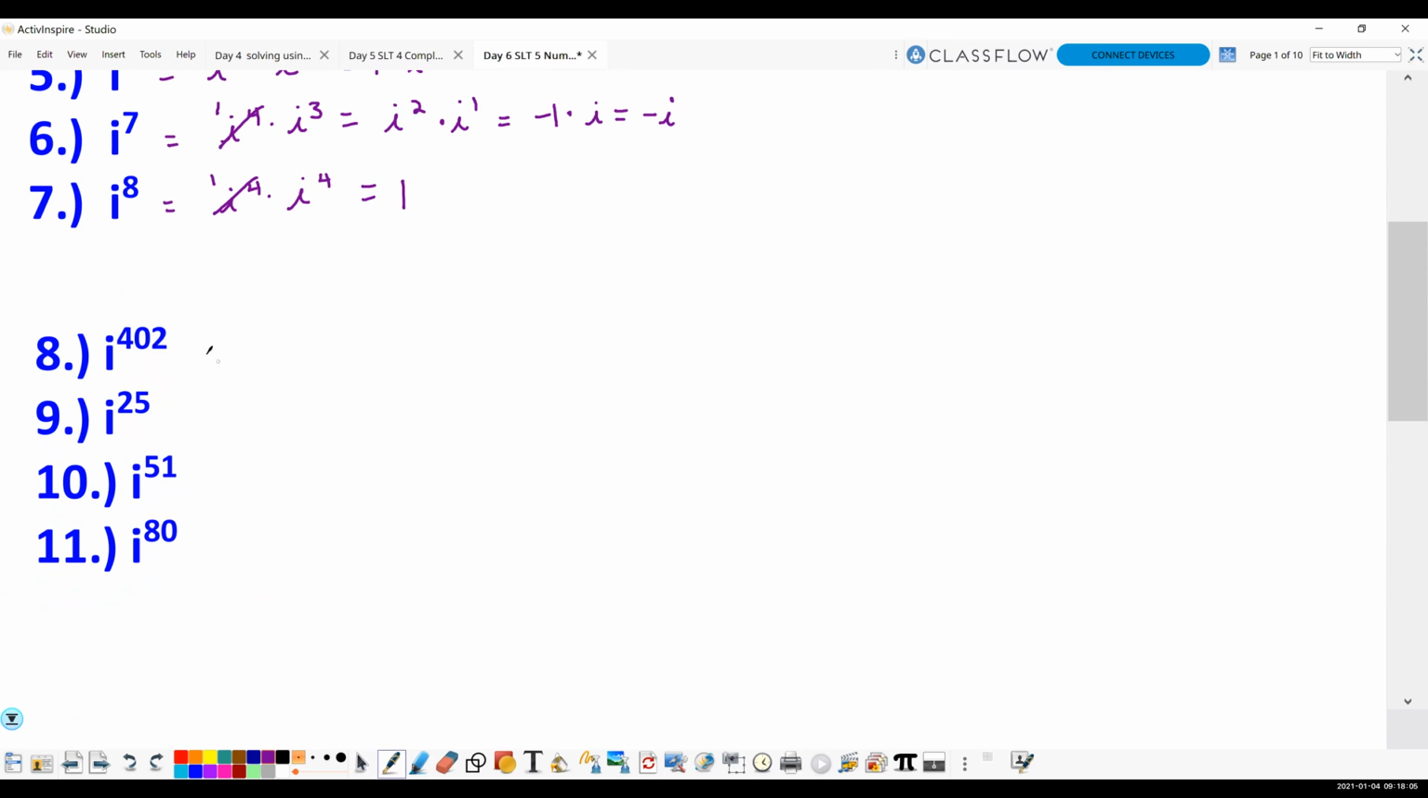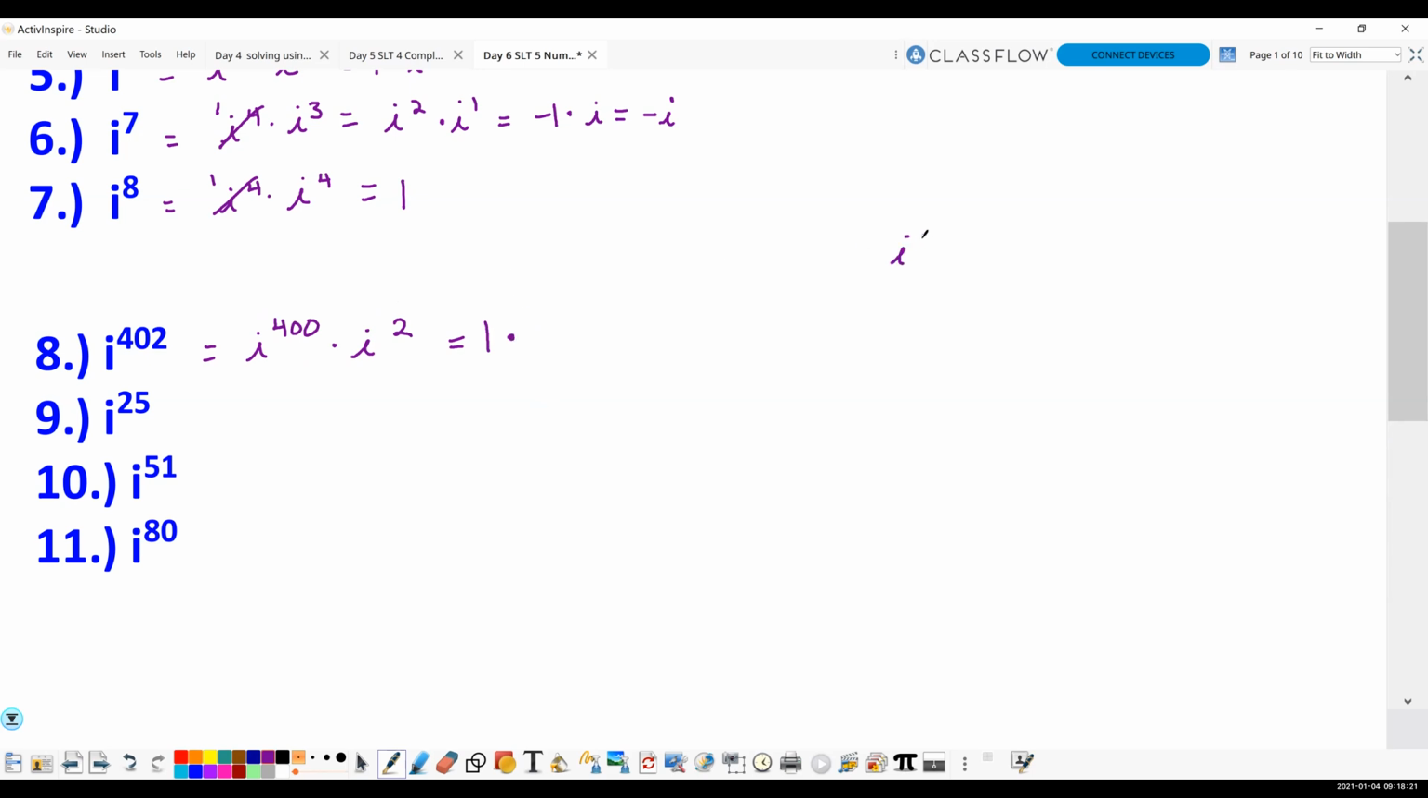I have this first one, which is kind of a fun one, i to the 402. I'm going to separate that into i to the 400 times i squared. And I know that any multiple of 4 is just going to be 1. And I want to remember that i squared is just -1.